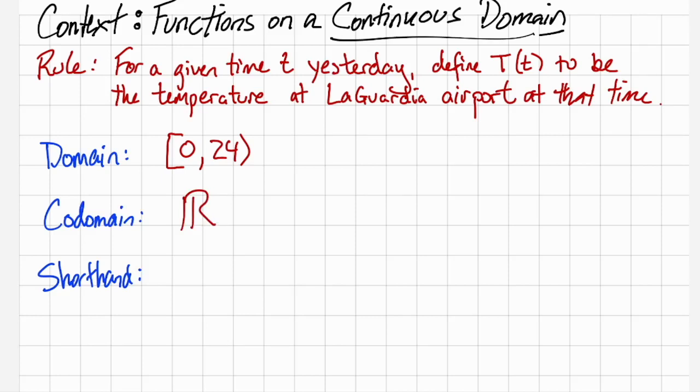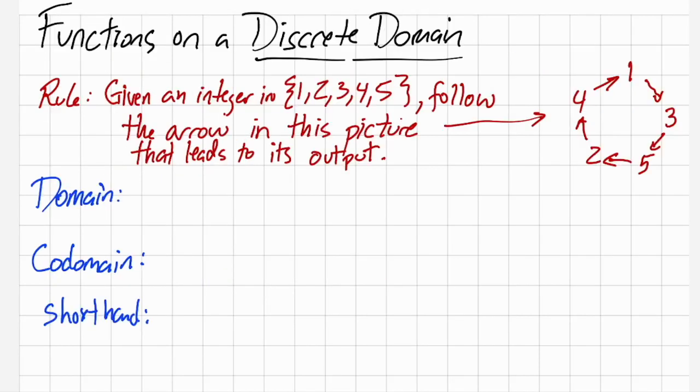And the shorthand for this would be capital T is a function from this interval, 0 to 24, into the set of real numbers. Now again, the codomain is not the set of values that the temperature takes on. We did not get to -1 million yesterday, but it's the family of possible values that can be outputs of this function. Now let's talk about a function defined on a discrete domain.